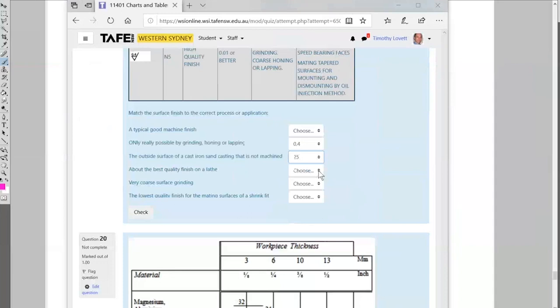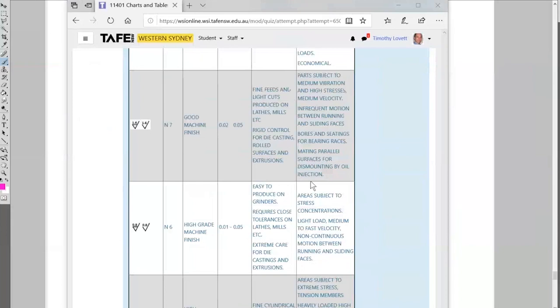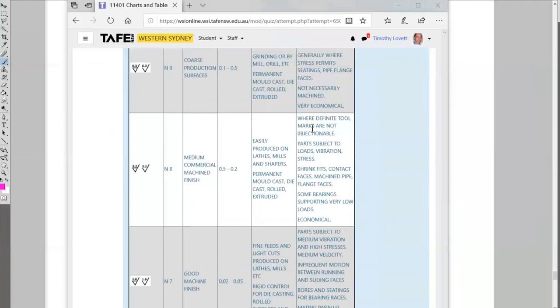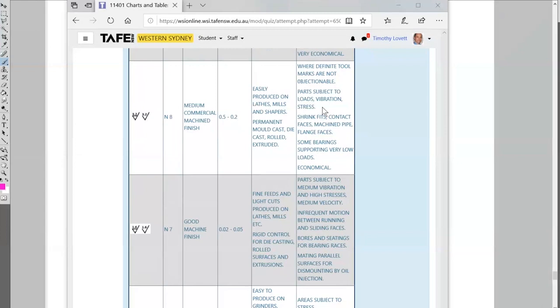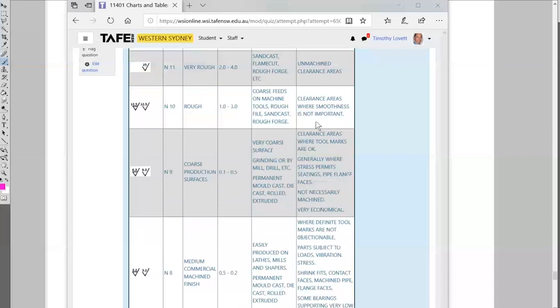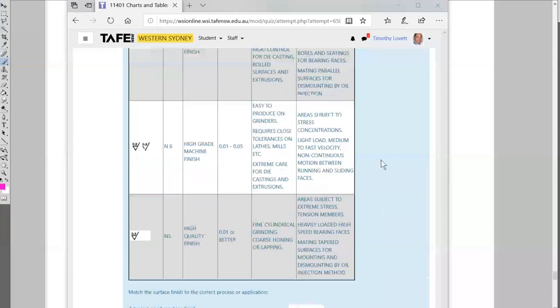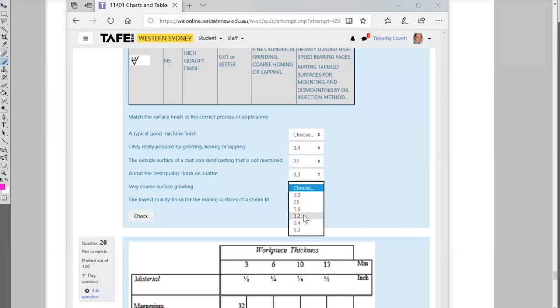Very coarse surface grinding. Surface grinders do give you good accuracy, but if you're just doing rough surface grinding, you're probably going to be around the 3.2, I would think. Grinding on those, very close surface grinding. I don't see the word surface anywhere. You could just look for surface grinding. We just said 3.2, but it looks like it's going to be rougher than that. Very coarse surface grinding. What was the question? Oh, very coarse surface grinding. Duh. So that was 6.3.